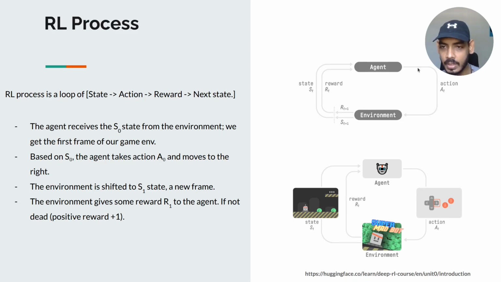So consider, on the right-hand side, you have an agent, and you take certain actions. In this case, there are 4 directions. In that game environment, you move forward and you move to the next state. Based on that next state, you also get a reward for that action. So it keeps going in a continuous loop. That's the whole process of RL.